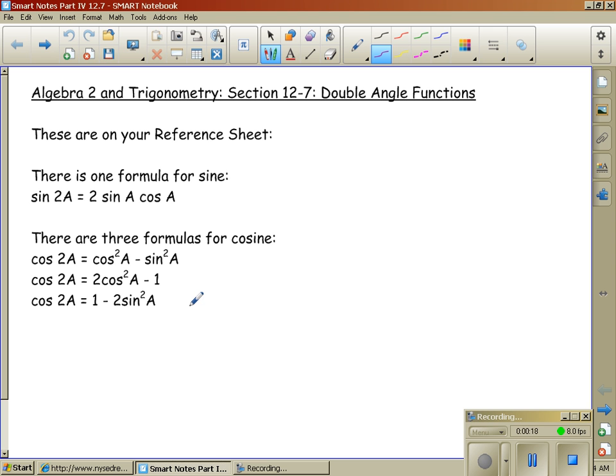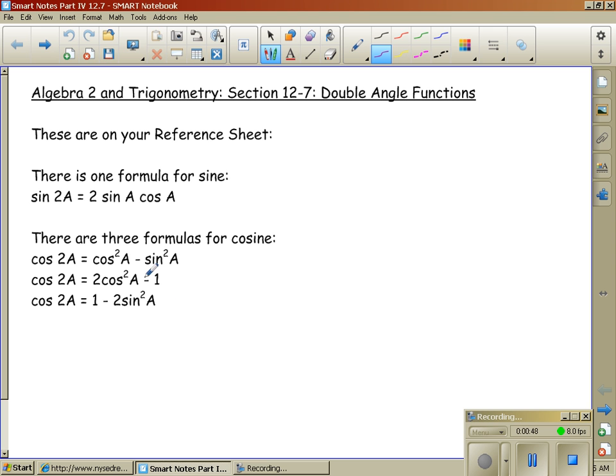The biggest problem with this section is simply that for the cosine of a double angle, we have 3 choices. So sometimes it's hard to figure out which one would be the best choice. All of them will work, it's just which one makes the algebra easier. So if we have a double angle for sine, it equals 2 sine A cosine A. For the double angle of cosine, we can have cosine squared A minus sine squared A, 2 cosine squared A minus 1, and 1 minus 2 sine squared A.